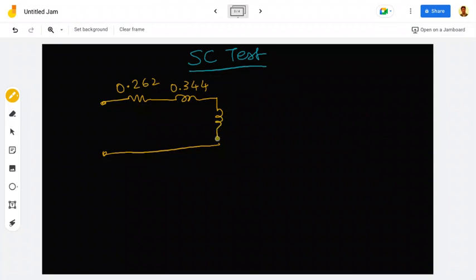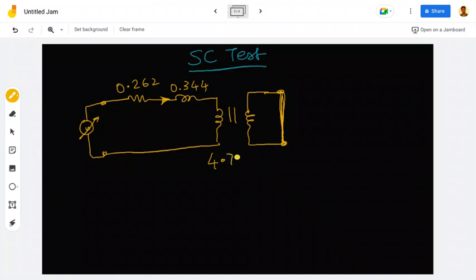So here I can neglect the magnetizing branch because it is a short circuit test. And here we make the short circuit, and here we are supplying the input. Not 470 volts, sorry. We have to supply a reduced voltage such that the current in this branch should be equal to the short circuit current. So what is the short circuit current?